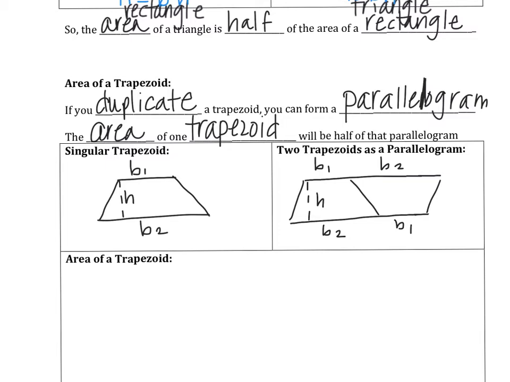So then the area of a trapezoid is B1 plus B2 times the height. So it would be like it would be for a normal parallelogram, which is the side or the base times the height. But this base is B1 and B2 added together, which is the base of a parallelogram.